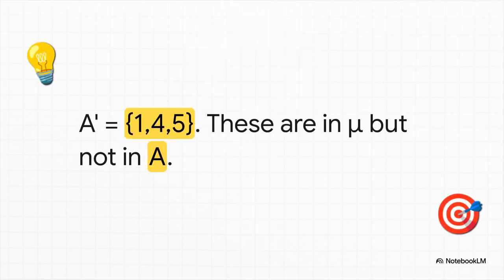Did you get it? The solution is right up here. A prime equals the set containing 1, 4, and 5. Since set A took the numbers 2 and 3 out of the universal set, the numbers left over are simply 1, 4, and 5. If you nailed that, you totally understand the concept of a complement. You are well on your way to absolutely acing set theory.